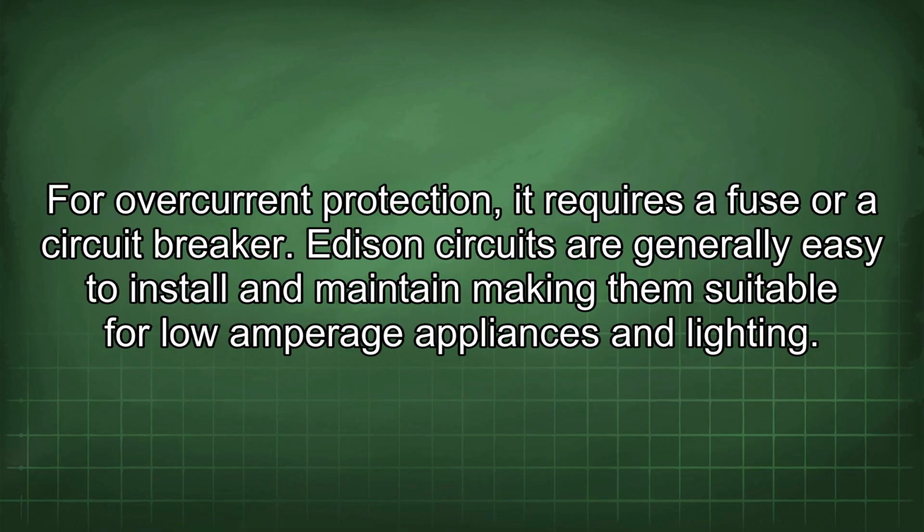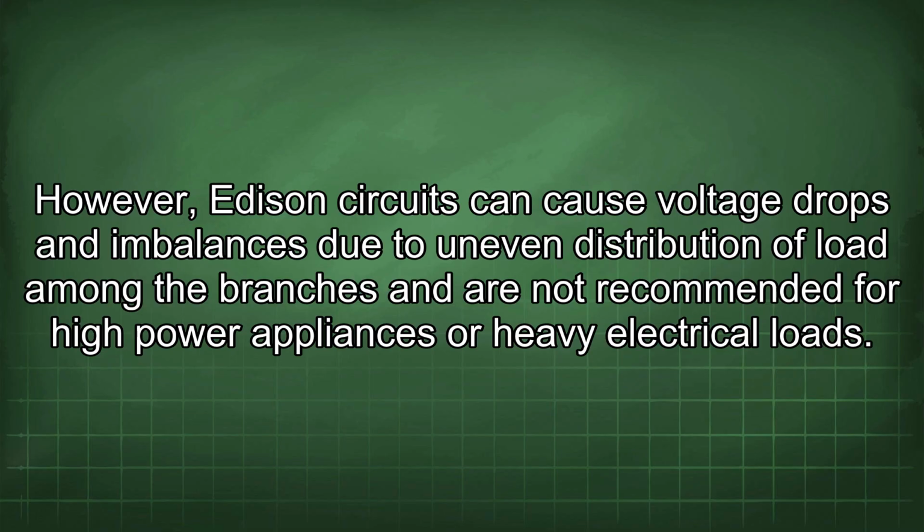For overcurrent protection, it requires a fuse or a circuit breaker. Edison circuits are generally easy to install and maintain, making them suitable for low amperage appliances and lighting. However, Edison circuits can cause voltage drops and imbalances due to uneven distribution of load among the branches and are not recommended for high power appliances or heavy electrical loads.